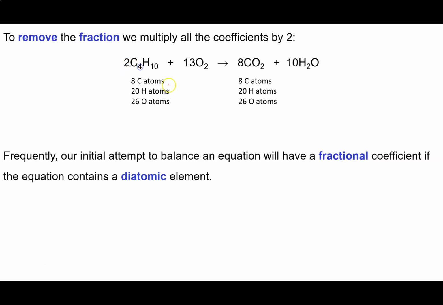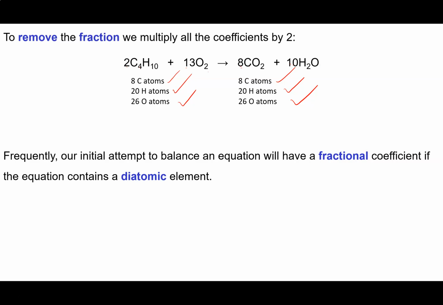So I've got 2 times 4, 8 carbon atoms on the left, 8 carbon atoms on the right. 2 times 10, 20 hydrogens on the left, 10 times 2, 20 hydrogens on the right. 13 times 2, 26 oxygens on the left. 8 times 2, that's 16, plus another 10, that's 26 oxygens on the right. So that's it. That's how we get rid of a fractional coefficient.